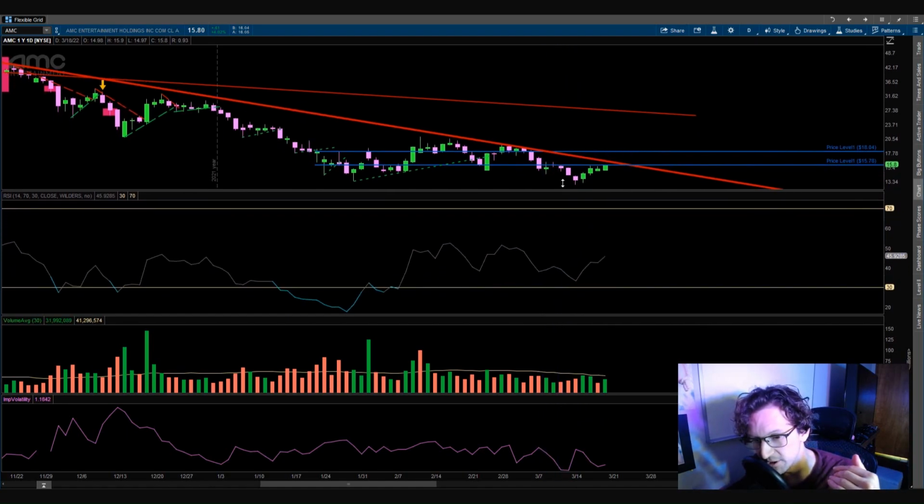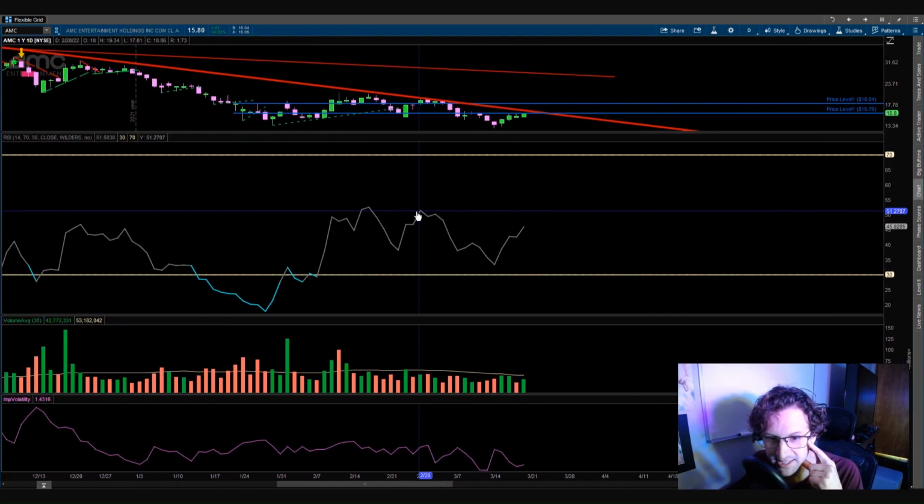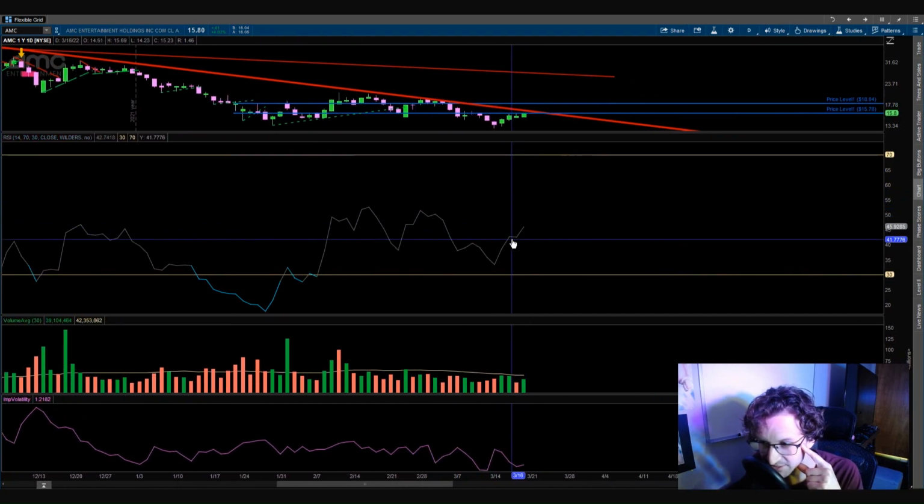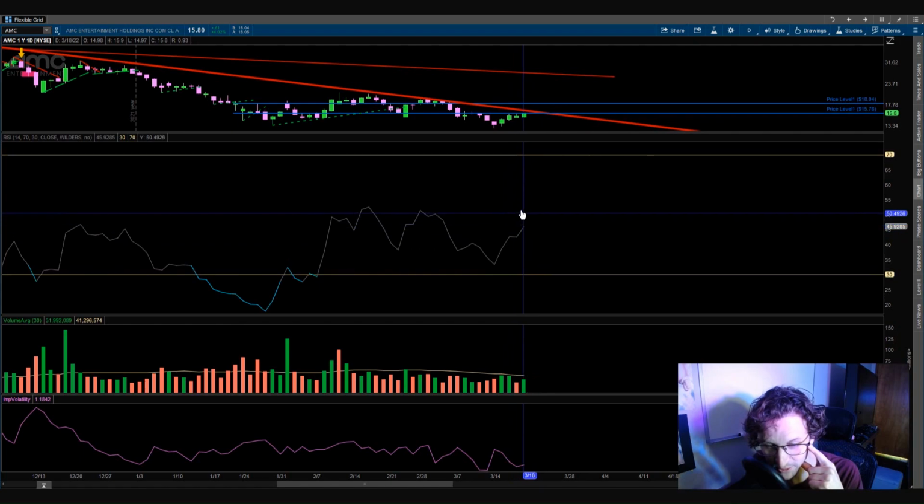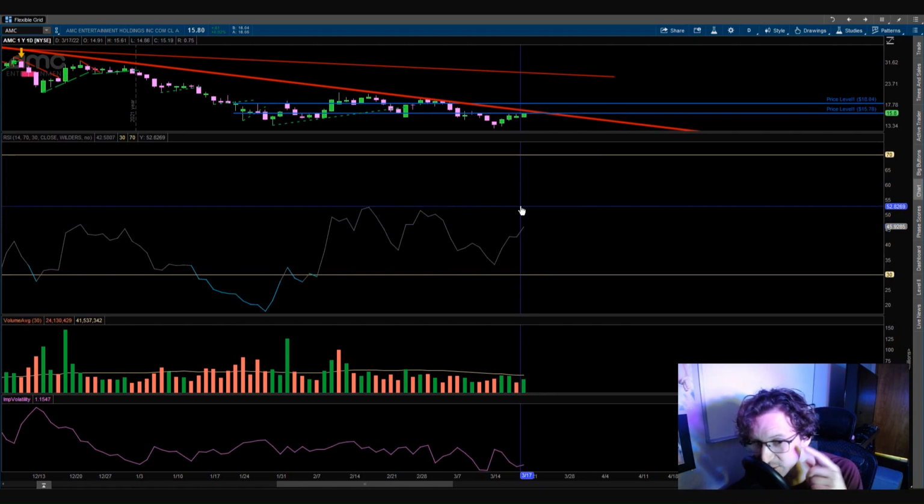The RSI is still oscillating in the bearish side of things. I'm going to blow up the RSI a little bit here. You can see that it's not even above 50 yet. We're at 45, so I'm going to need to see the RSI set a new relative high before I become too optimistic of a rally.